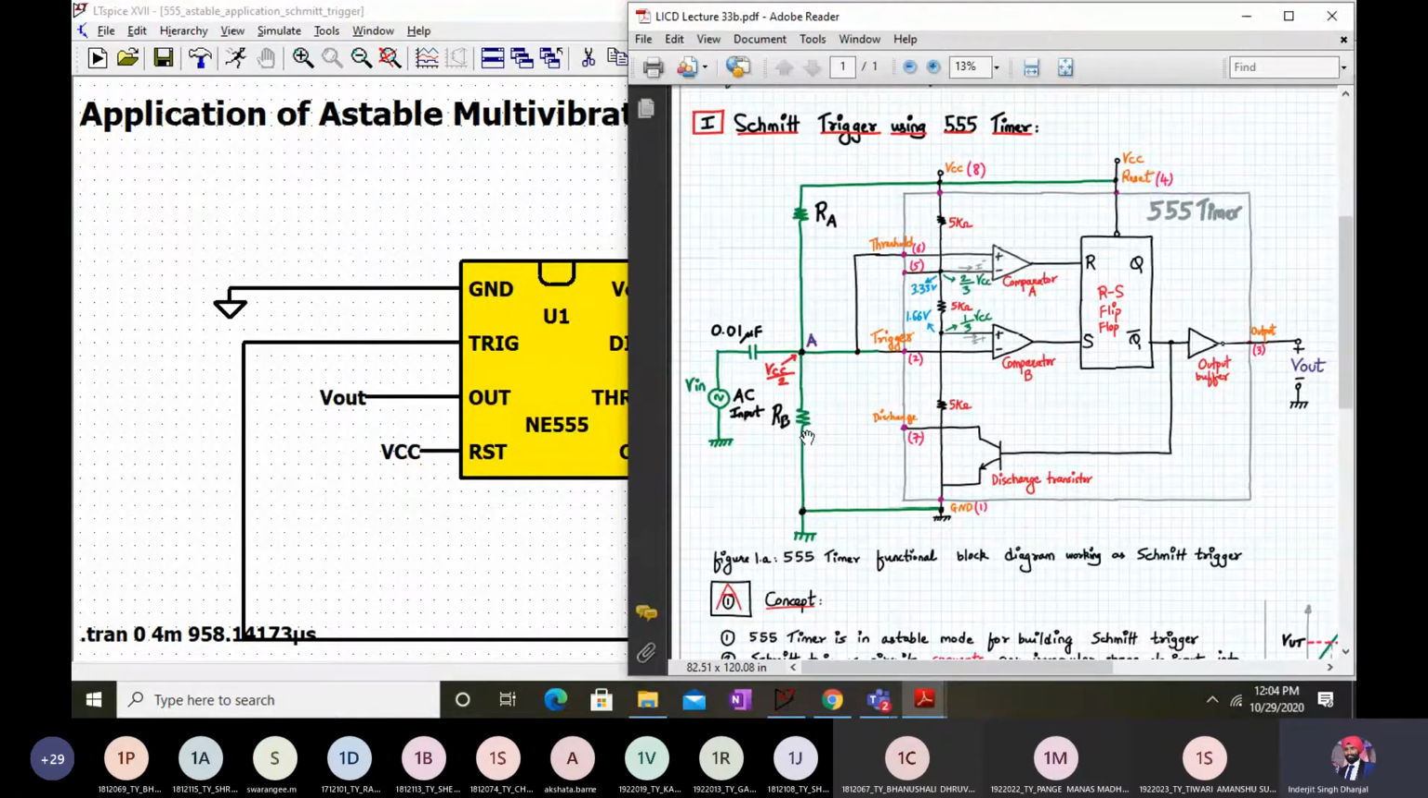Now let's consider RA to be the same as RB, and VCC is 5 volts. What will be the voltage at point A? Point A will definitely be at VCC by 2. Everyone agreeing? If RA and RB are the same, point A will be at 2.5, that is VCC divided by 2. That's the DC, and we are giving an AC over here.